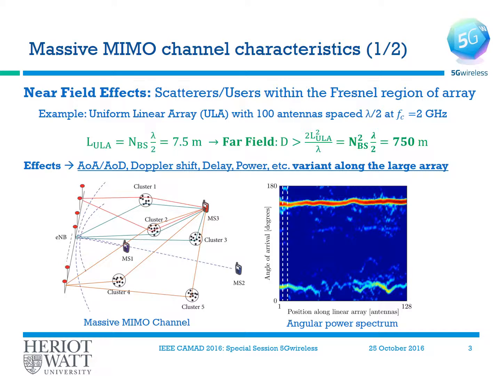The figure on the right shows the angular power spectrum of a 128 element array. The y-axis represents the angle of arrival, and the x-axis the position of the array with the received power in color. You can see that there are changes in the angle and amplitude of these multiple components along the array.